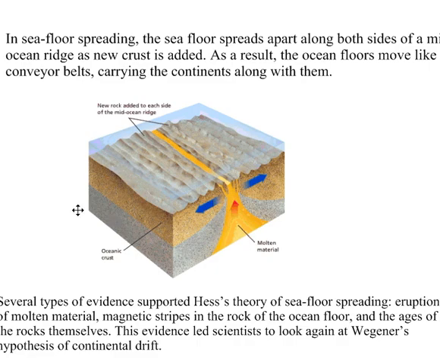We did an activity in the back of the room with our shoes on the tables where we brought a pair of shoes up in the middle of the 2 tables and pushed them to one side and kept doing that until the other shoes fell off the end of the table. This was an example of seafloor spreading. The seafloor spreads apart along both sides of a mid-ocean ridge and new crust is added.